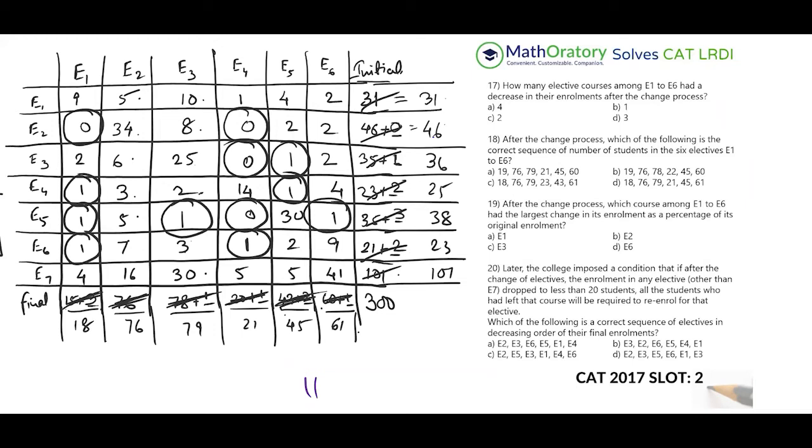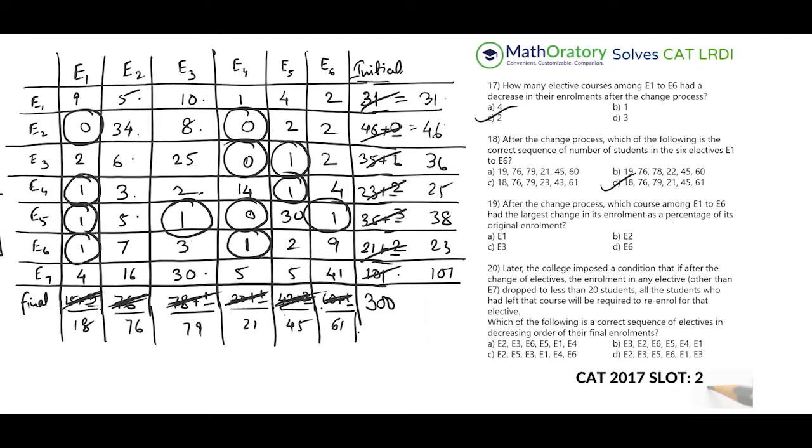You can mark that. Now moving to the next one, this is a direct question. So this is asking, after the change process, which of the following is the correct sequence of number of students in the 6 electives E1 to E6. So that is these values and in sequence. So you can just verify this. It's very quickly you can do this. 18, 76, 79, 21. So that is option D, right? I mean, 18, 76, 79, that was matching till here, but then 23 is not matching. So you can straight away mark option D. So 18 is D.